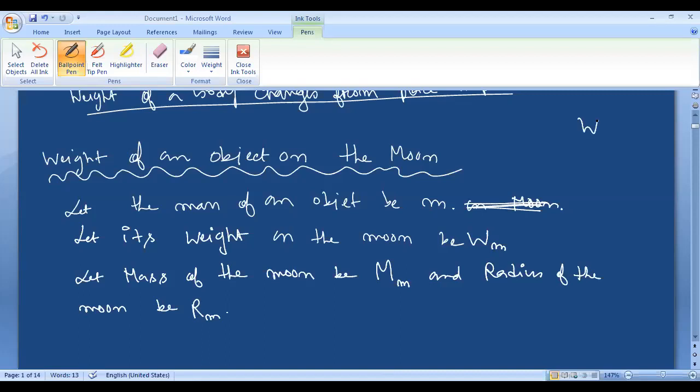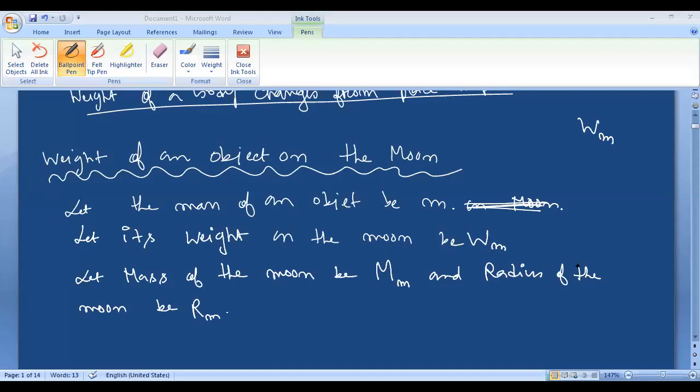Let the mass of the Moon be capital M suffix small m. Capital M denotes mass, and small m denotes Moon. In the same way, R denotes radius, so this is the radius of the Moon, this is the mass of the Moon, and this is the weight on the Moon. That means let the weight of the body on the Moon be Wm. Clear, all of you?